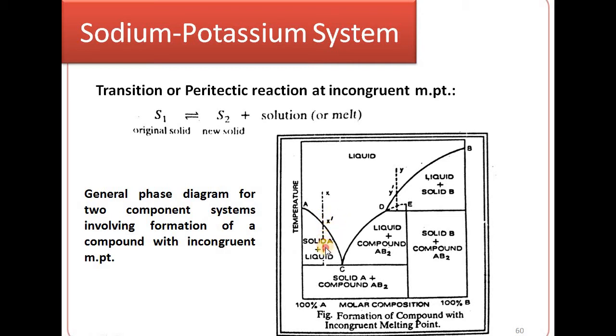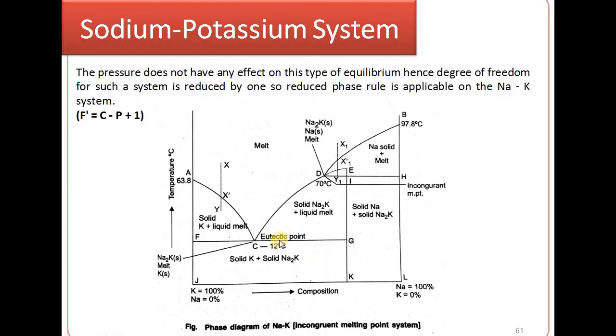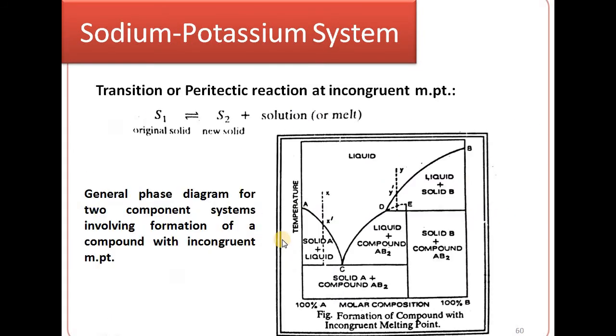Now on further cooling this liquid melt, on reaching this line which passes through the point C, at this temperature the compound AB2 will also start to form. Below this line we have two solid phases in this area, where these two phases are solid A and compound AB2.